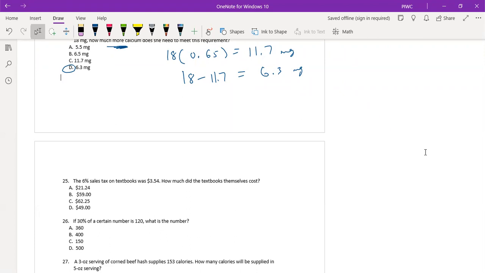So 6% sales tax. So 6 out of 100 will be equal to the sales tax, which is 3.54. How much do the books themselves cost? The cost of the books, that's the original cost, the base, we don't know, so X.